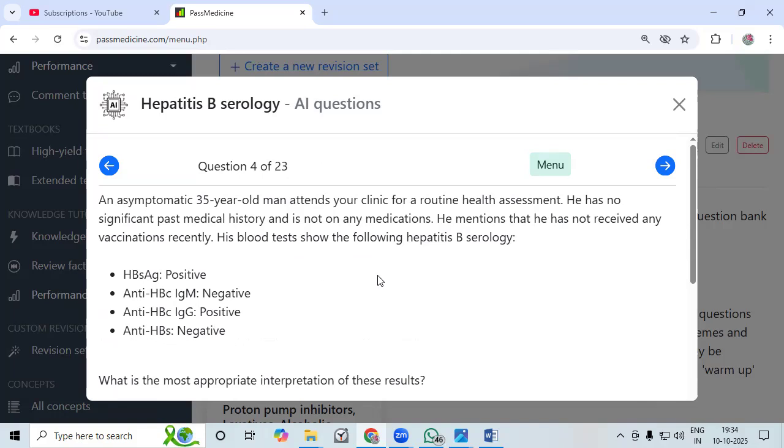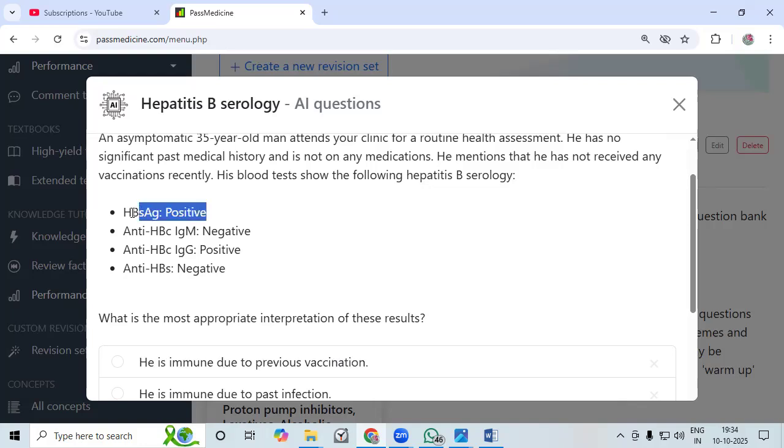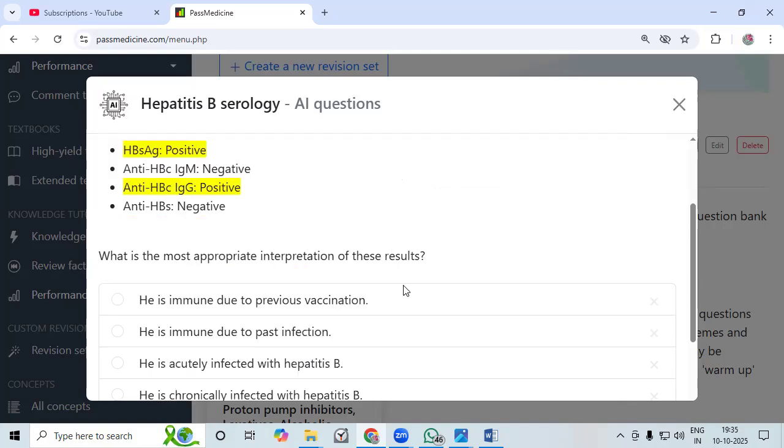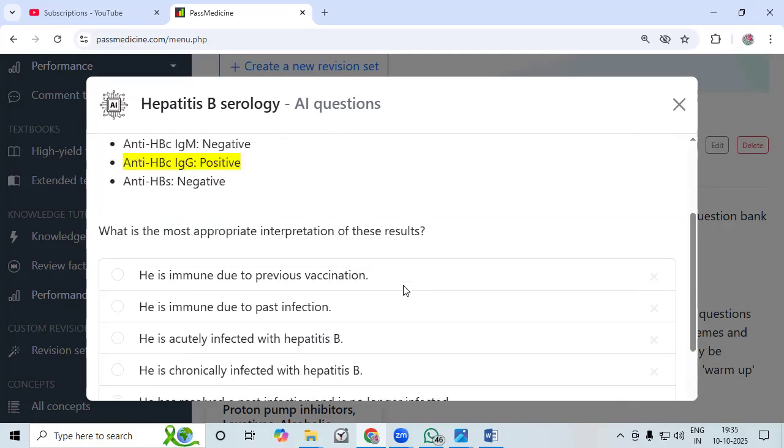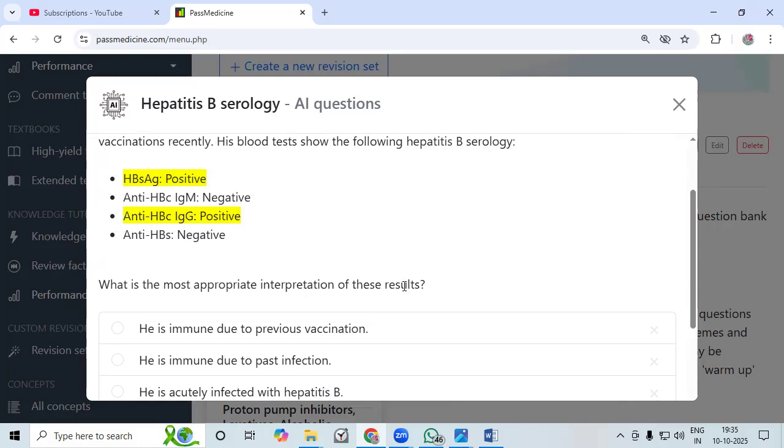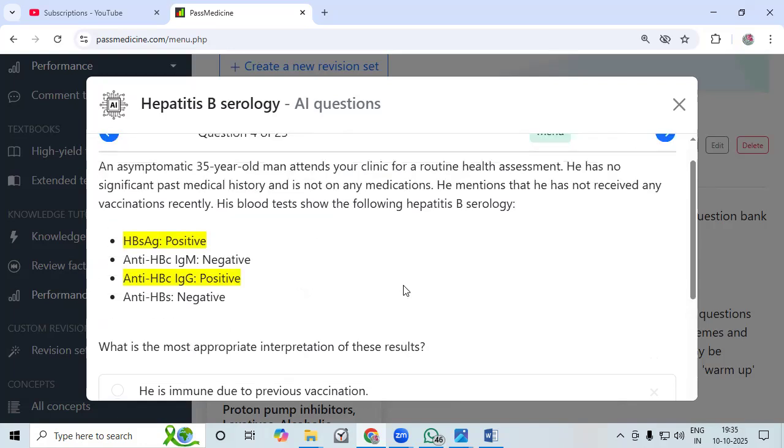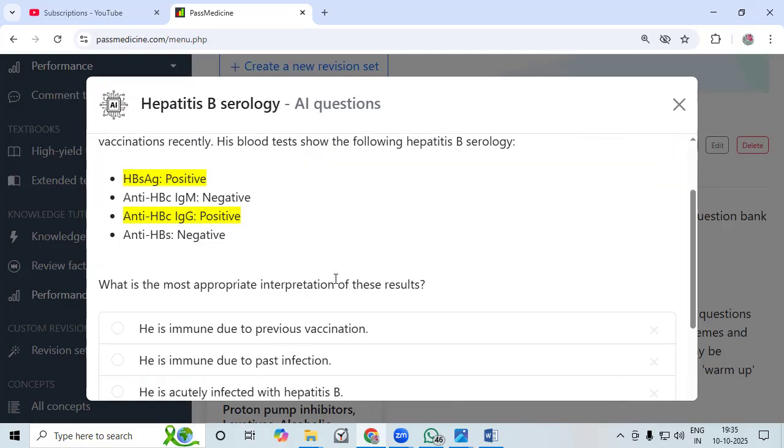HBsAg positive, so it goes in favor of infection. Anti-HBc IgM negative, so it is not acute, but anti-HBc IgG is positive, so it goes in favor of chronic infection. But we need to see if HBsAg has been positive for more than 6 months, and there is no mention of that. But when IgG is positive, we need to think that it could be a chronic infection.